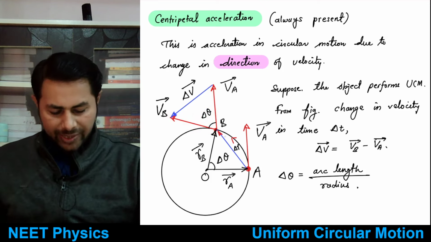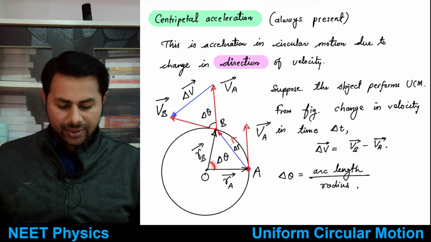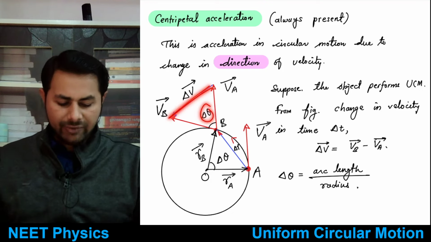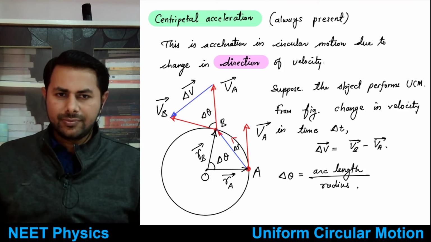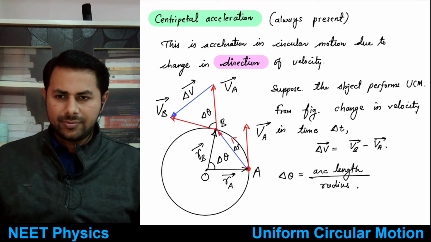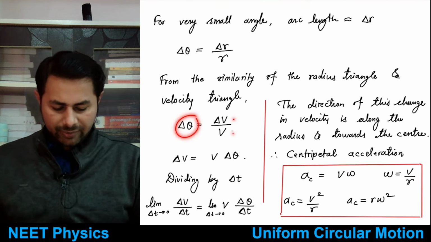So if you take the ratio of this side to this side in this triangle, you get delta r divided by r, which gives you delta theta. So here delta theta can also be found by taking delta v by v. Is this thing clear? All right, good. So delta theta can also be written as delta v by v.